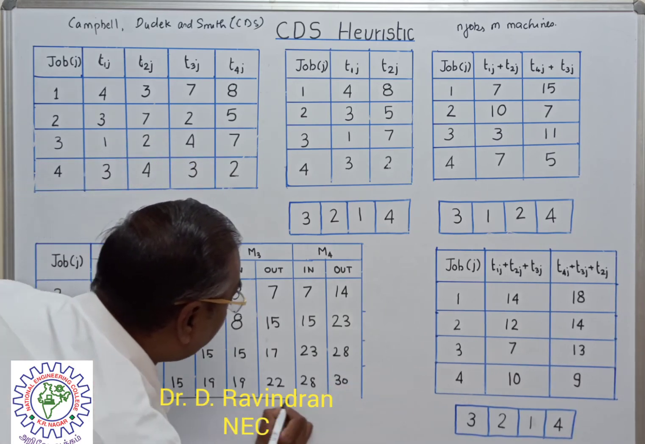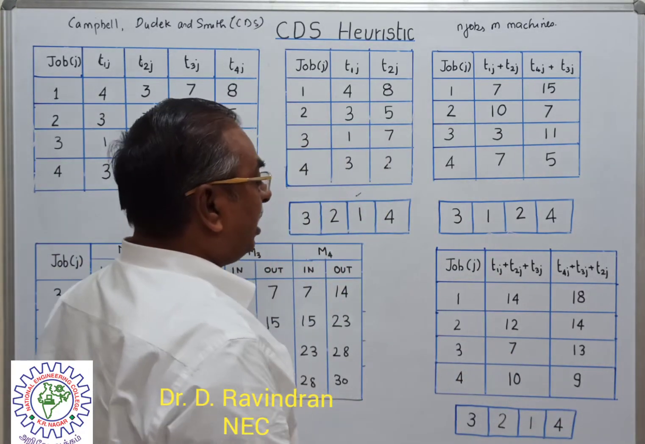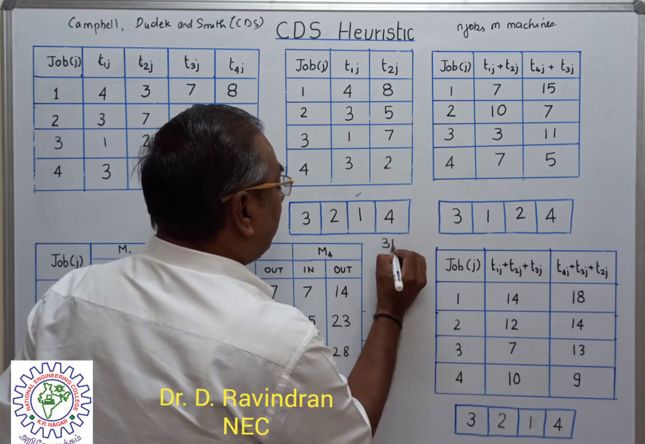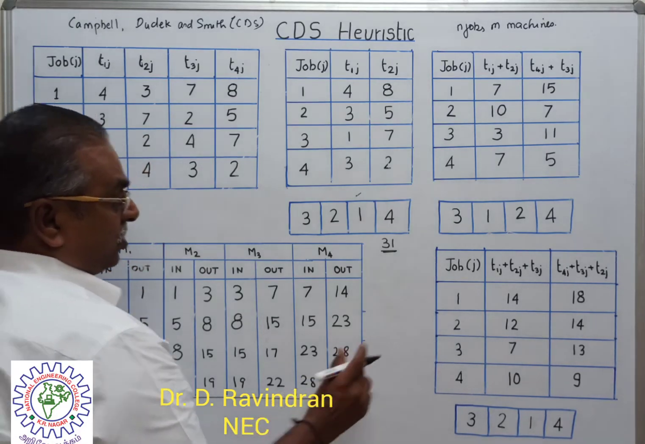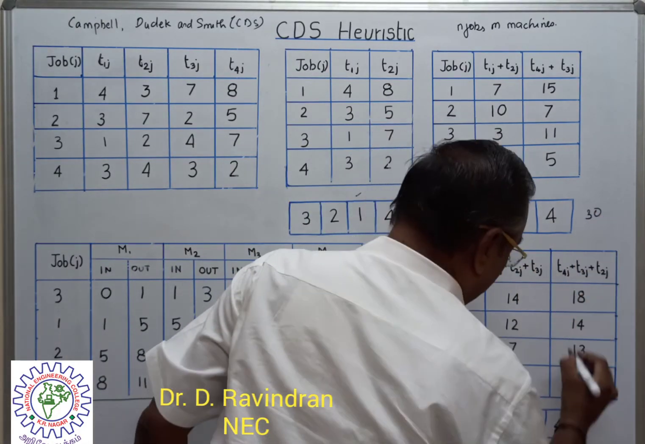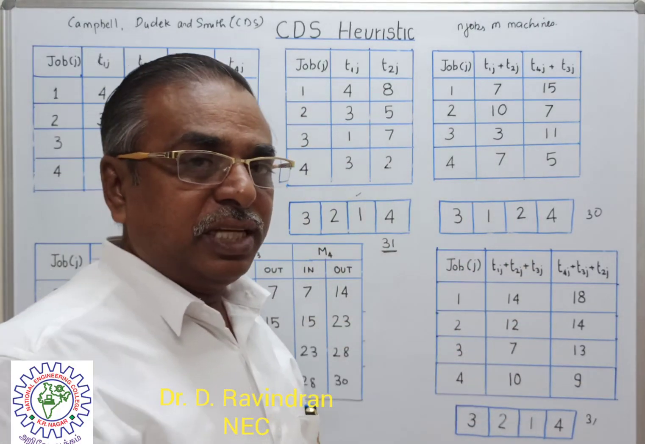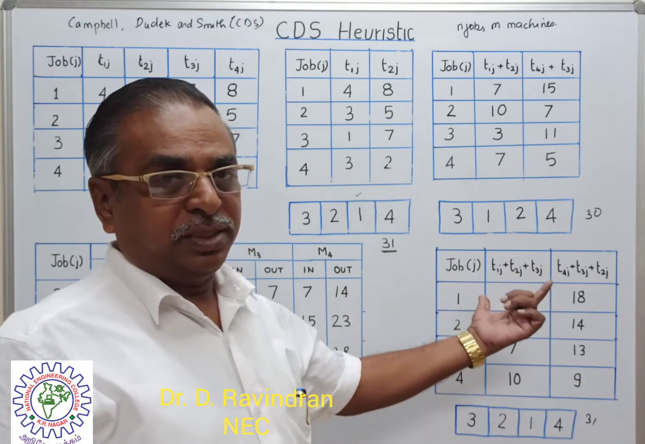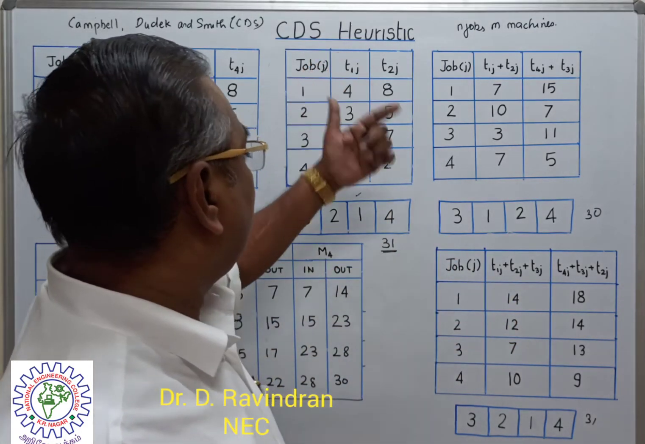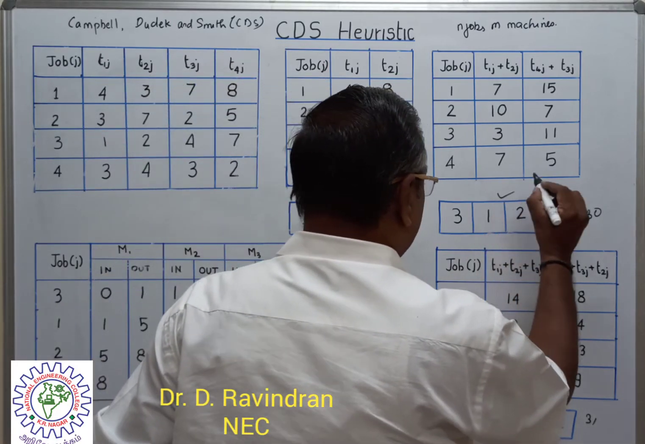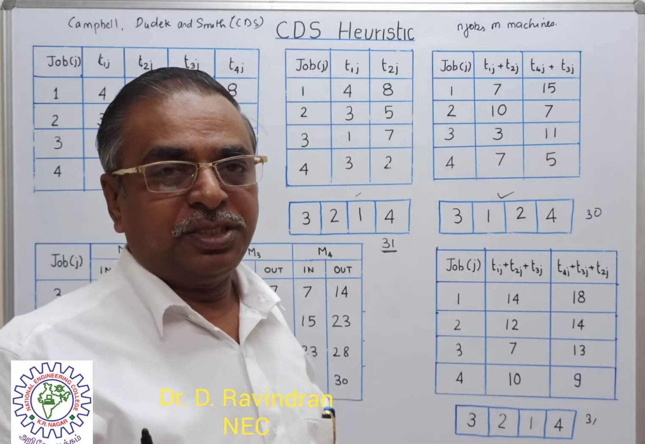In the same similar way, we can evaluate the other sequence, and the maximum time will be 31. Now this sequence gives 30 hours. This sequence gives 31 hours. Among these sequences, the sequence which gives the minimum maximum time is the best sequence. That's what our CDS heuristic suggests. So as per the CDS heuristic, this sequence 3, 1, 2, 4, which gives the minimum maximum time, is supposed to be the best sequence.